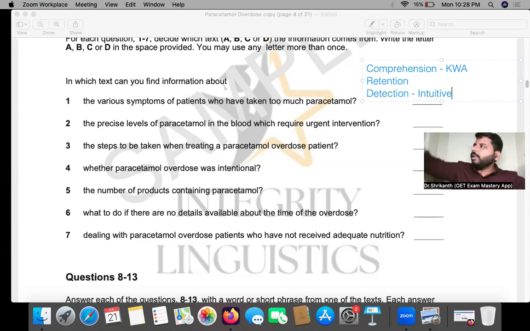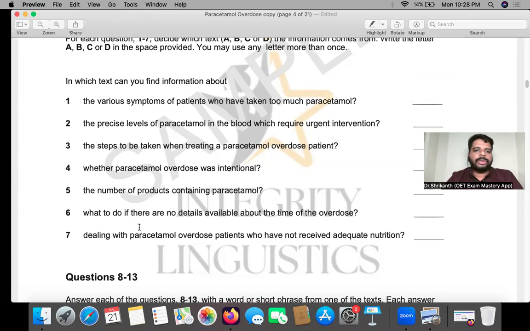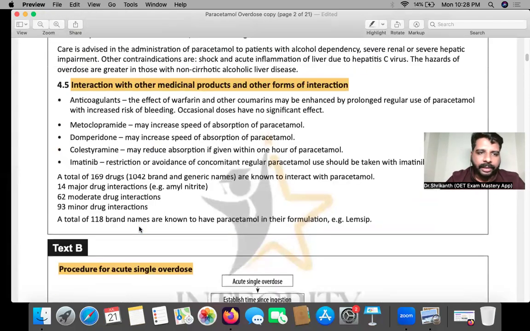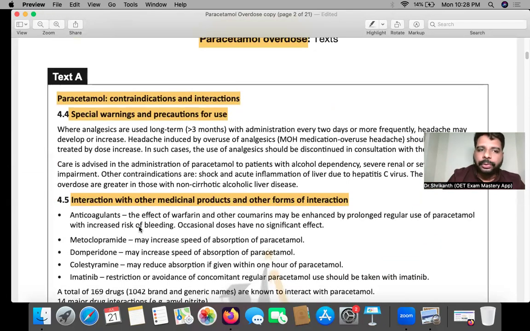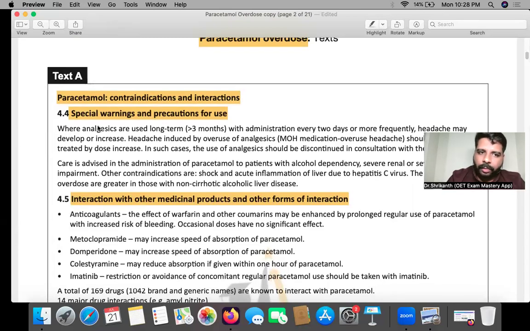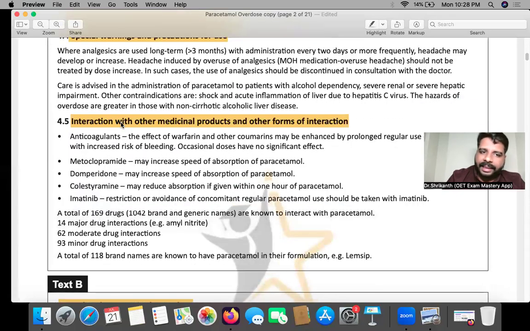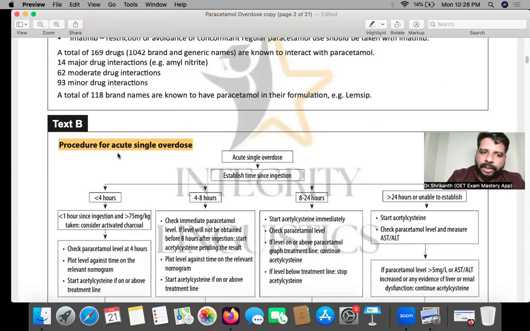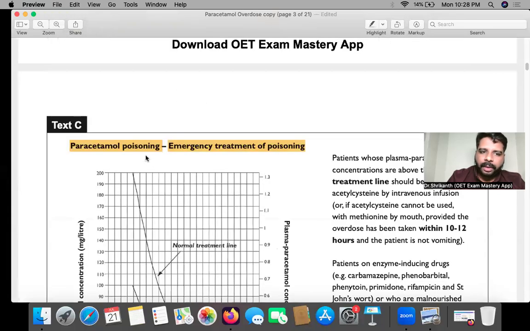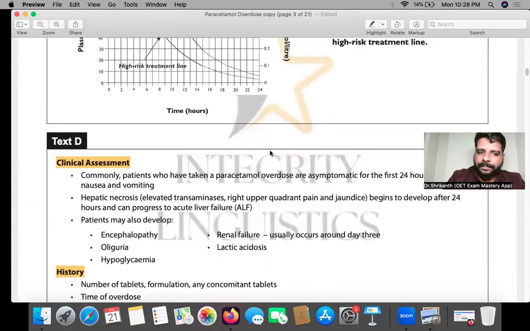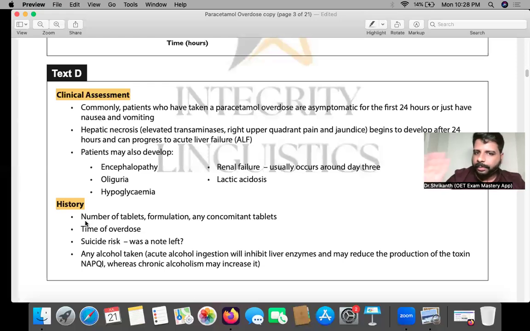So let's take a look into the very first question over here. Okay. So before that, let's take a small rewind. Let me just go back to the text over here. Okay. So the headings. I'll teach you how to trust your intuition now. So what is text A? Contraindications and interactions, special warnings, precautions, interactions with other medical products, procedure for acute single overdose. Text B, emergency treatment of paracetamol poisoning, and clinical assessment and history. Okay, so this is the only thing.